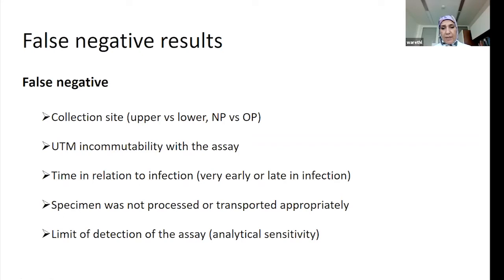Specimen processing, if it wasn't transported or processed appropriately, and then the limit of detection of the assay, or the analytic sensitivity. So you have assays of detection of 10 copies per ml, and other assays 250 copies per ml. So there are definitely differences in the limit of sensitivity of these assays. So if you go to lab A with the 10 copies per ml, this lab may call you positive. If you go to lab B with the 250 copies per ml, you actually may test negative. It's a very low viral load.